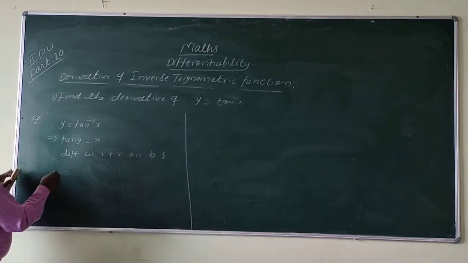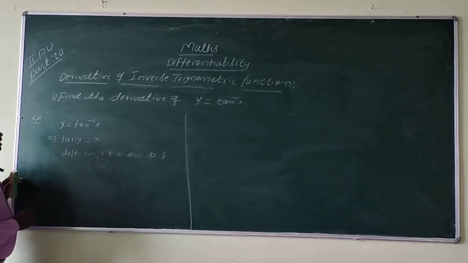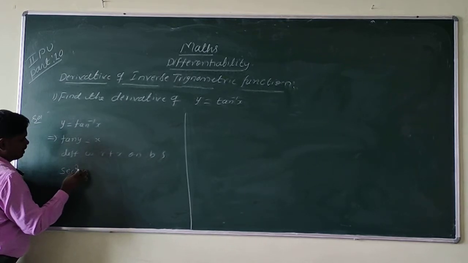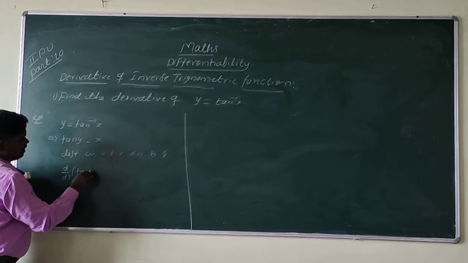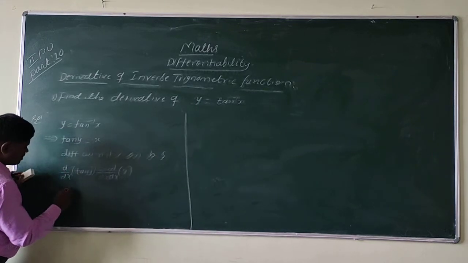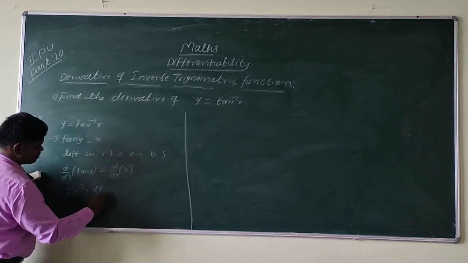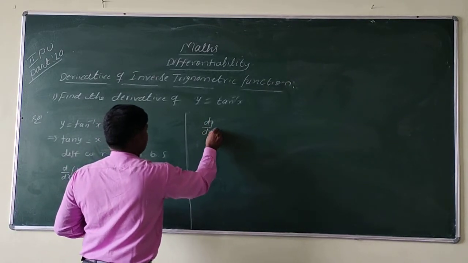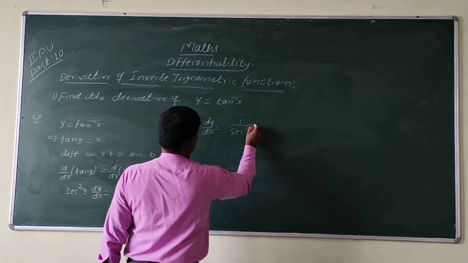Then we get the differentiation of tan y is secant square y. So we are taking d by dx of tan y is equal to d by dx of x. So this is secant square y into dy by dx, which is equal to 1. Therefore dy by dx is equal to 1 by secant square y.